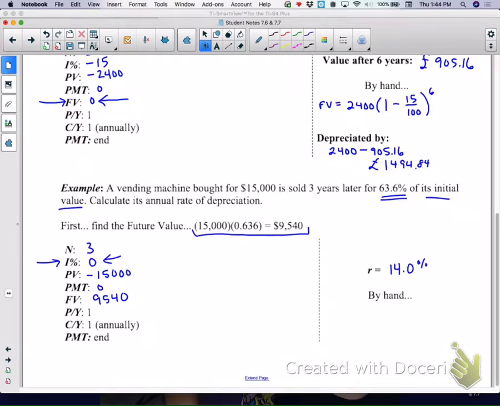Now, this is probably not one you'd want to do by hand, but if we did, here's my future value, here's my starting value. Subtract because it's depreciation. And then you can solve that by graphing. You can either divide both sides by 15,000 before you do it, or you can set this side equal to this side, and either way you'll end up with the same answer.